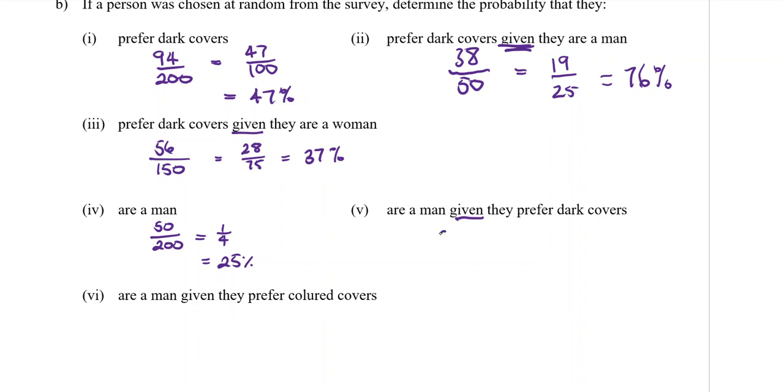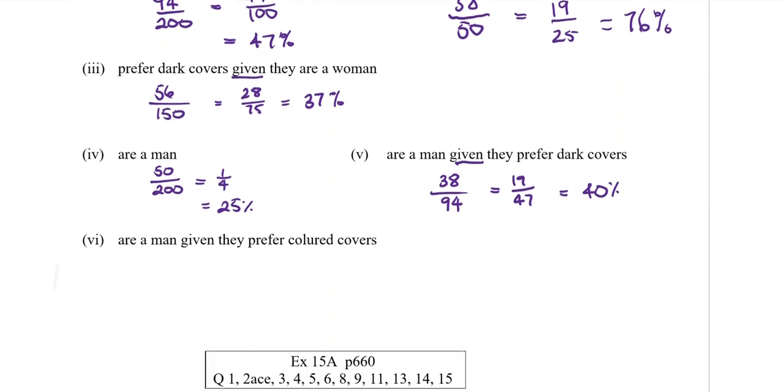So there's 38 men that prefer dark colours. When it says given that they like dark covers, the people that like dark covers is the total at the bottom, which is what? 94. Is that what you said? Yeah, good. 94. So given that they like dark... Sometimes it's better to start with that last part. Given that they like dark covers, 94 people like dark covers. And what is the probability that they were a man? 38 of those people that liked dark covers were men. Simplifies to 19 out of 47, which is approximately 40%.